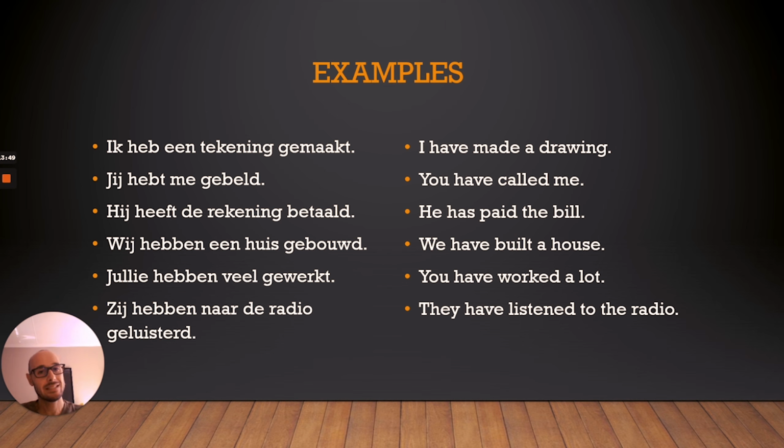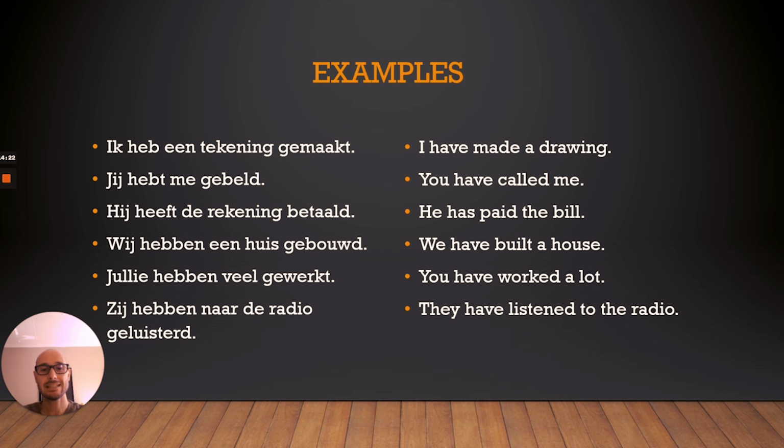So please, this is difficult for foreign speaking people because there are not many languages which put the past participle all the way to the end. However, in Dutch, we do it. Try to master this because if you can, you will sound a lot more native when you speak Dutch. The next one is wij hebben een huis gebouwd. We have built a house. Jullie hebben veel gewerkt. You have worked a lot. Zij hebben naar de radio geluisterd. They have listened to the radio.